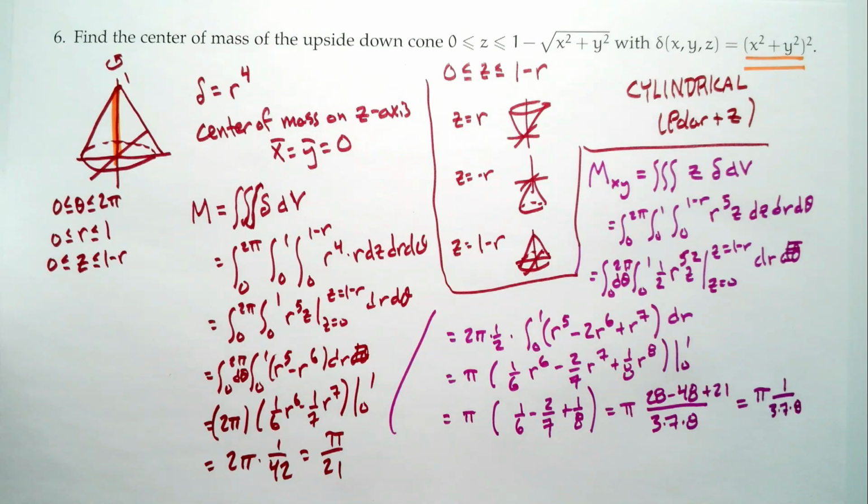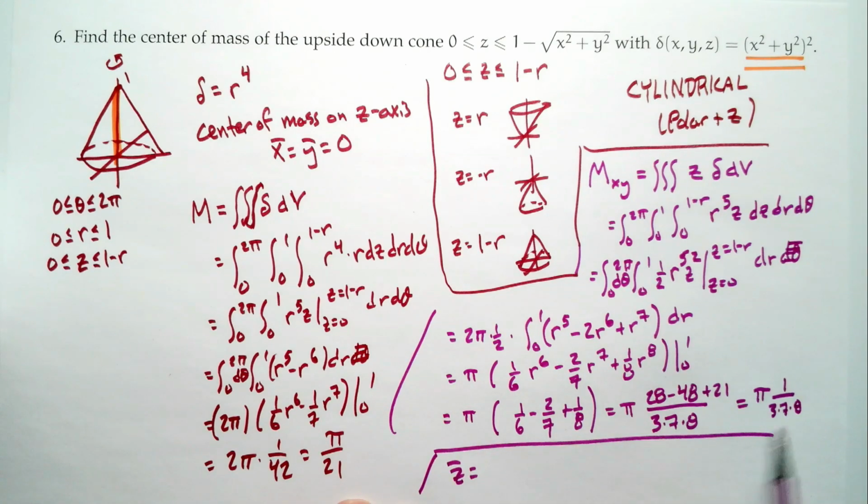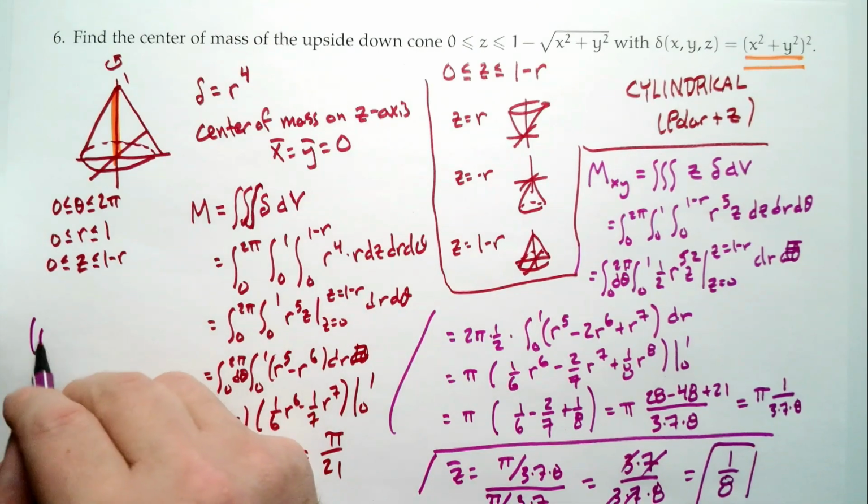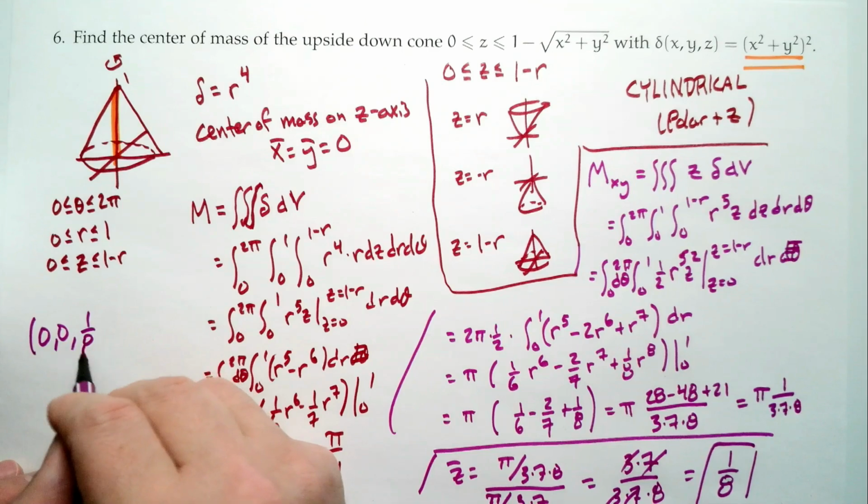Okay, now what's z bar? We haven't found it yet, but z bar, you take your moment, which is pi over 3 times 7 times 8, divide that by your mass, 21 pi, 3 times 7. So the pi's cancel. This becomes 3 times 7 over 3 times 7 times 8, or 1 over 8. So there's your z bar. And I guess we should say that our true center of mass, you should list all three coordinates: 0, 0, 1/8.